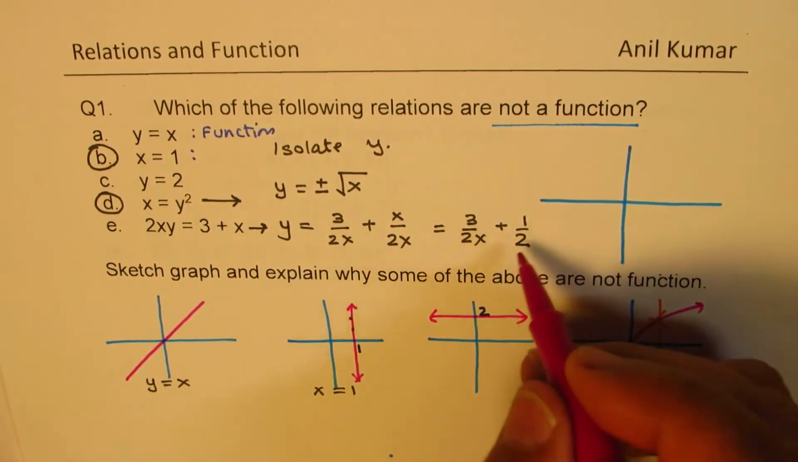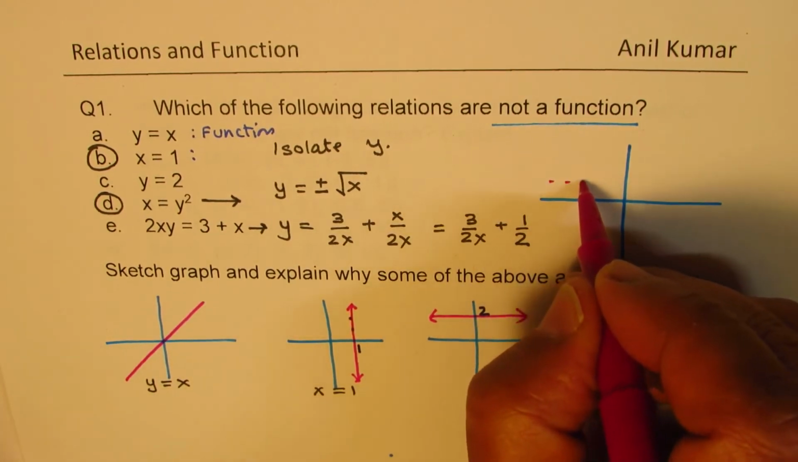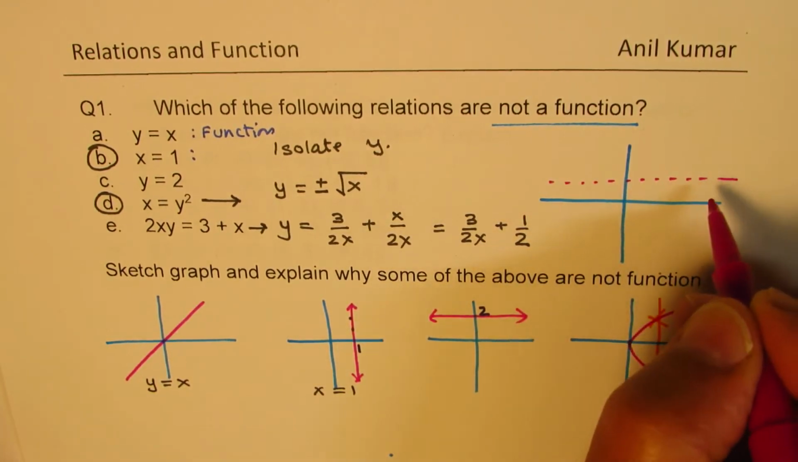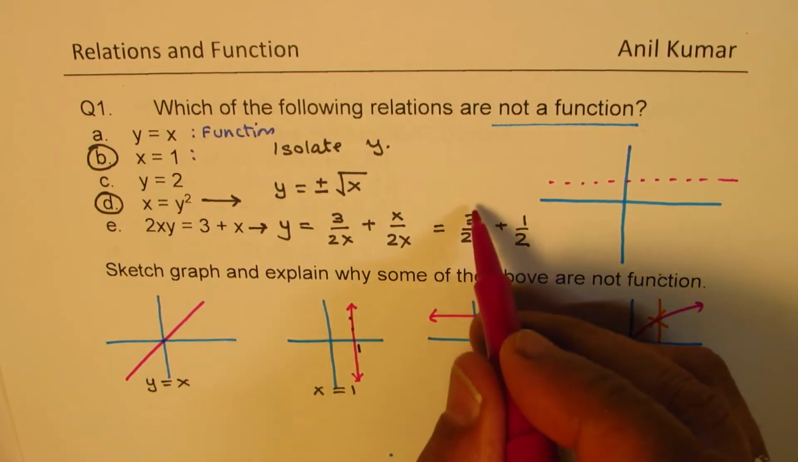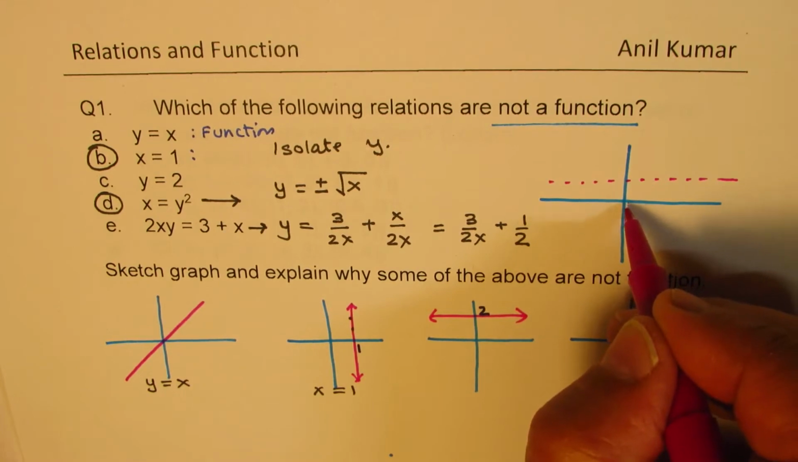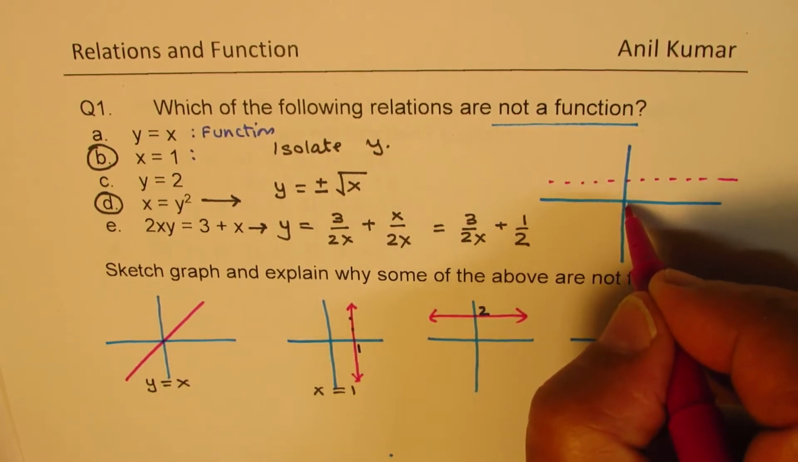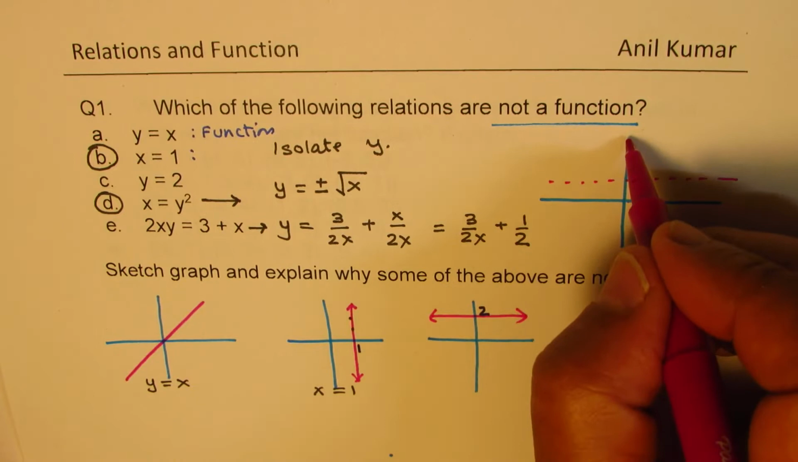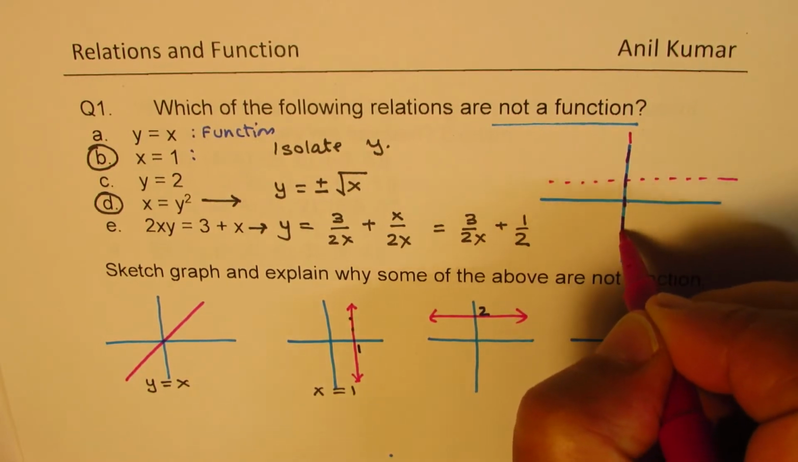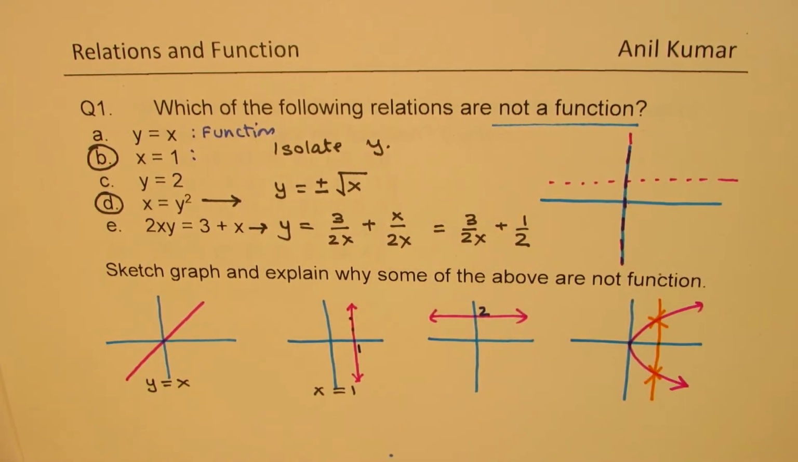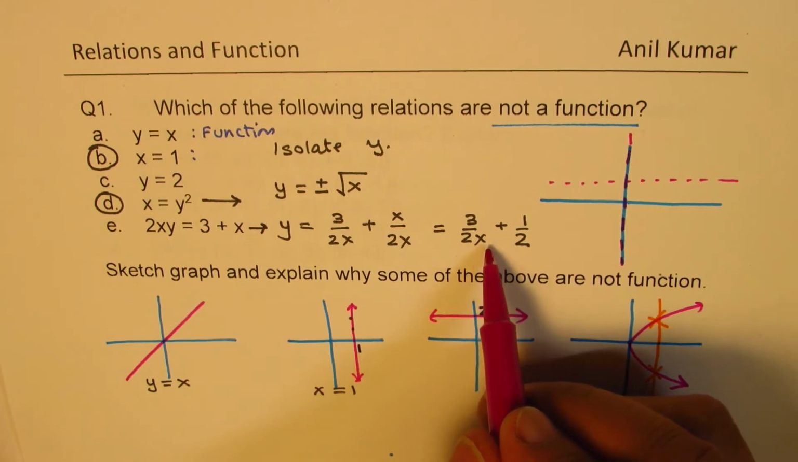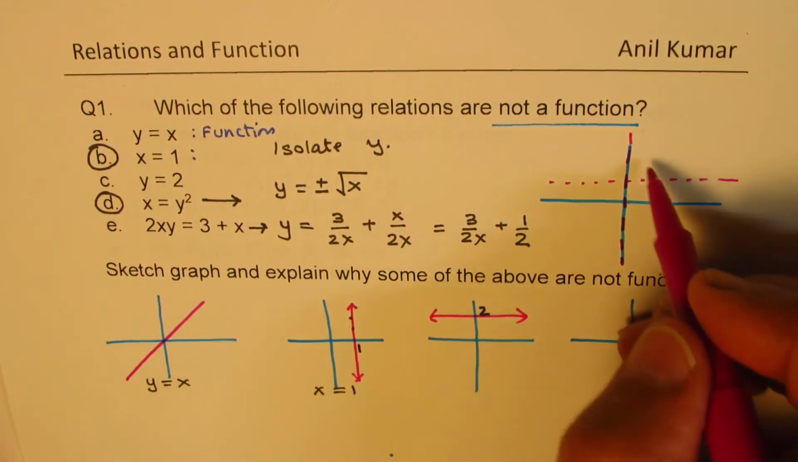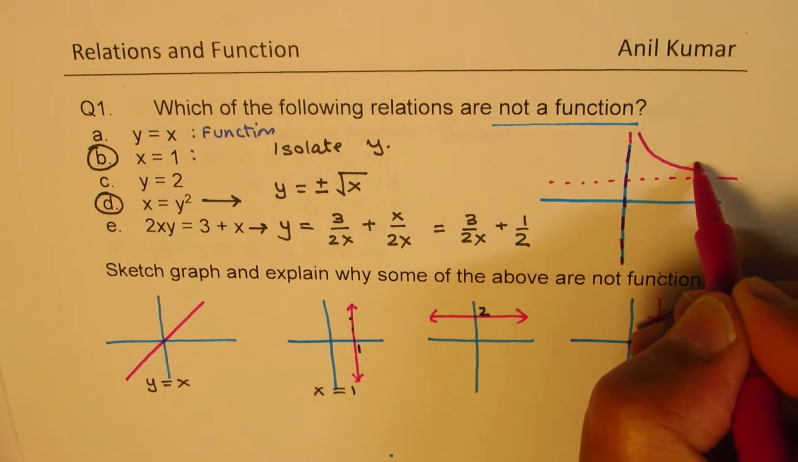So here we'll have a horizontal asymptote at half, correct? And if I put x equals 0, then we have undefined. So it is definitely not going through 0, right? So x cannot be 0. So we have a vertical asymptote here. Is that clear to you? Right? If x is a very, very large positive value, then it is going to approach half. So something like this you're going to get, right?